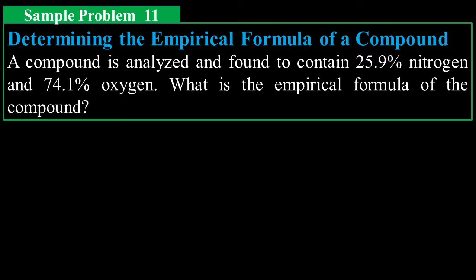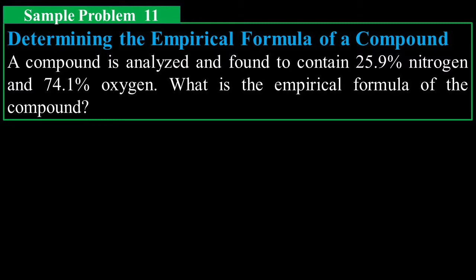And it says, determine the empirical formula of a compound. A compound is analyzed and found to contain 25.9% nitrogen and 74.1% oxygen. What is the empirical formula of the compound? This problem is probably one of the more difficult problems in the chapter.